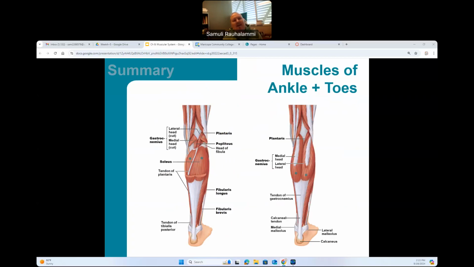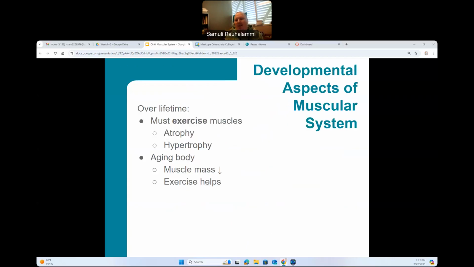So to finish off our discussion of the muscles, I think it would be nice for us to look at a little bit of development and life cycle changes of the muscles. What's there to note about that? So let's have a look at what happens over a lifetime. In order to remain healthy, muscles must be exercised, and without exercise, these muscles start to atrophy. And with extremely vigorous exercise, these muscles can actually hypertrophy. And as we age, the muscle mass decreases and the muscles become more sinewy. Exercise does help to retain muscle mass and also muscle strength.